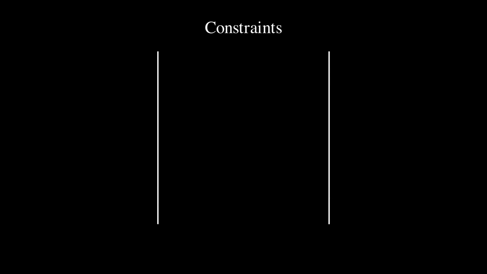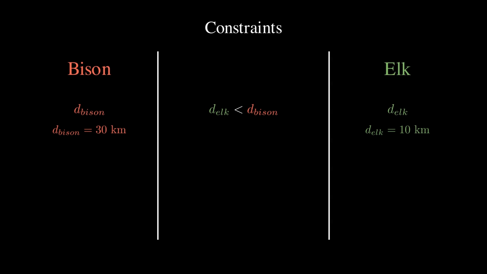Now for the constraints. Since the elk are located closer, it takes less walking to find them, but they also provide less food. Bison take longer to find, but provide substantially more food. Let's say the distance traveled to find an elk is 10 kilometers, but it takes 30 kilometers of walking to find a bison. If Grug knows he can only walk for 120 kilometers in a day, we can say that 10L plus 30B is less than or equal to 120.